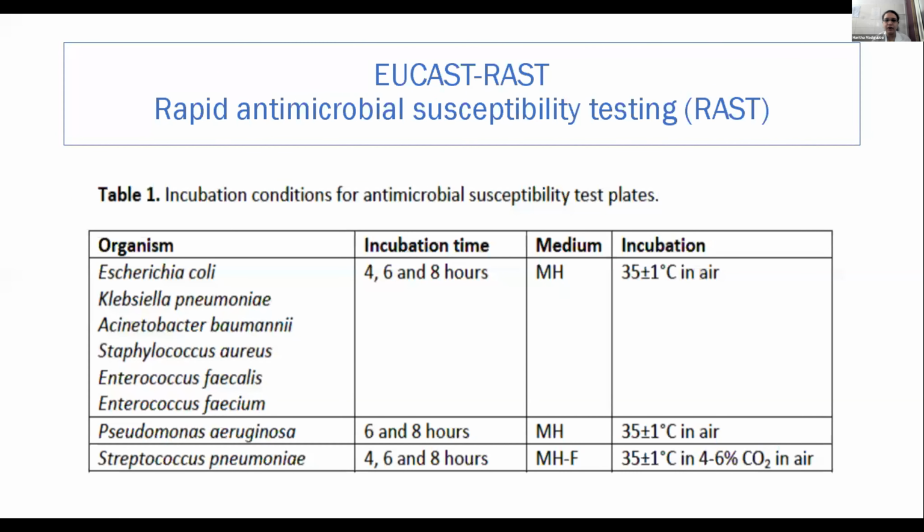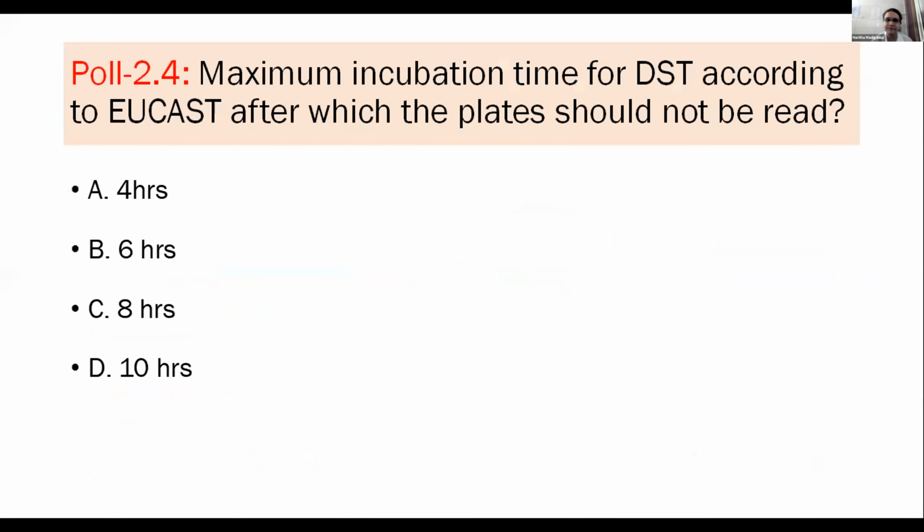They tell that for organisms like E. coli, Klebsiella, Acinetobacter baumannii, Staphylococcus aureus, and Enterococcus faecalis and faecium, the incubation time should be 4, 6, and 8 hours. So the minimum incubation is 4 hours and the maximum is 8 hours. For Pseudomonas aeruginosa, they have given 6 and 8 hours. That is, the minimum is at least 6 hours, not less than that. And for Streptococcus pneumoniae, again it is 4, 6, and 8 hours. So for each organism, a specific incubation time is mentioned.